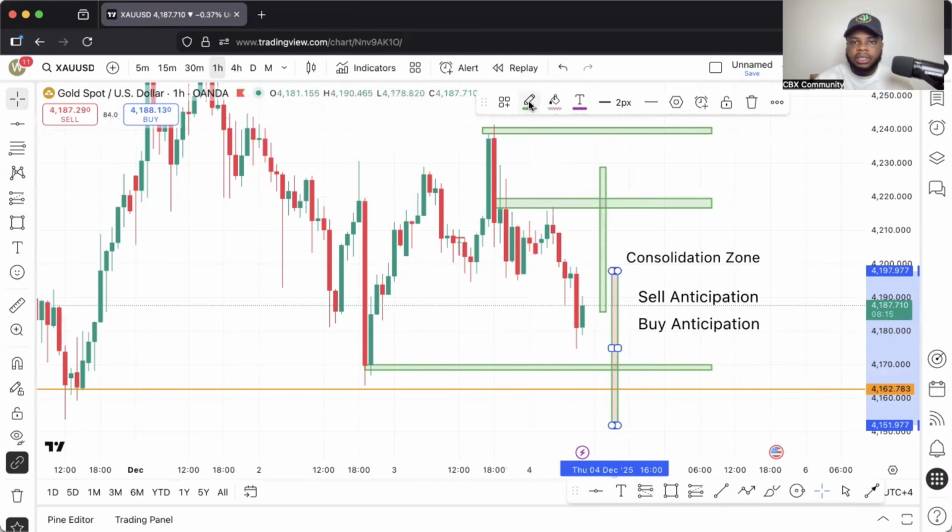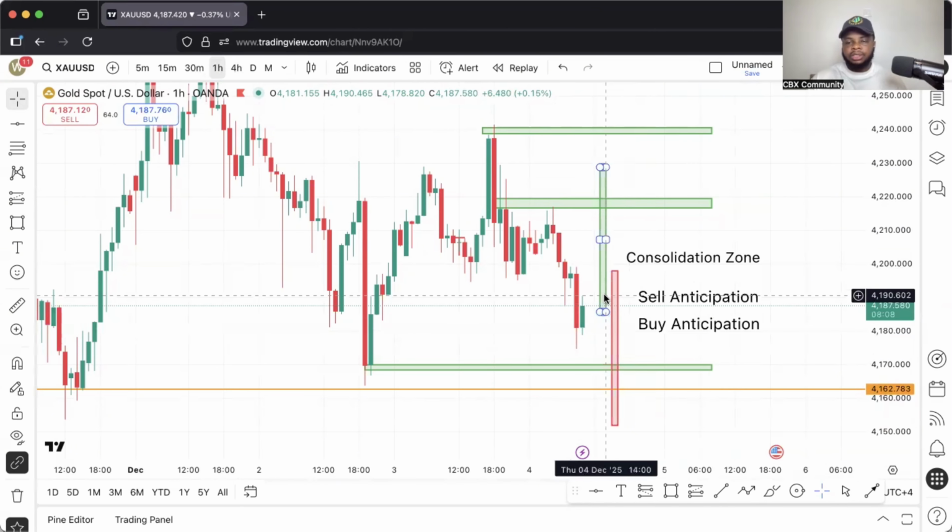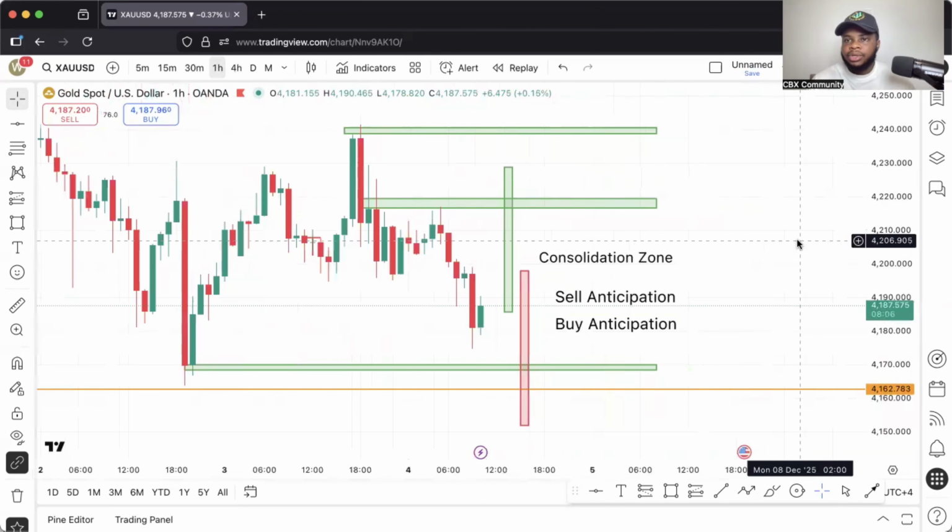Let's change it to red since it's a bearish candle, so that everybody will be able to understand that this is a bearish candle and this is a bullish candle. So in the next 9 minutes, it's London open. For now, we don't need to do anything since we are trying to analyze the market.